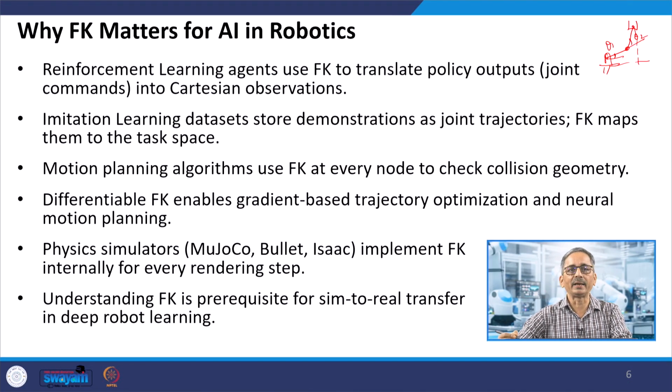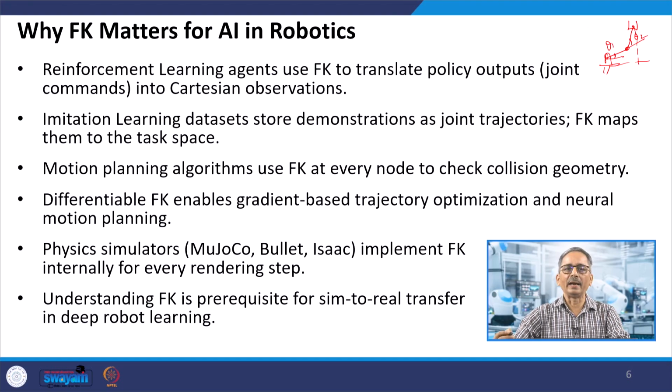So, why does forward kinematics matter for AI in robotics? Reinforcement learning agents use forward kinematics to translate policy output, that is the joint commands, into Cartesian observations. Then in imitation learning, datasets store demonstrations as joint trajectories, and of course forward kinematics maps these joint trajectories into the task space, okay, that is the xyz coordinates.